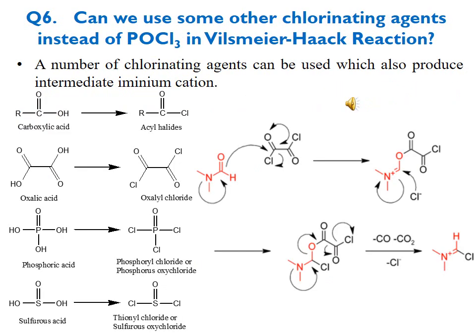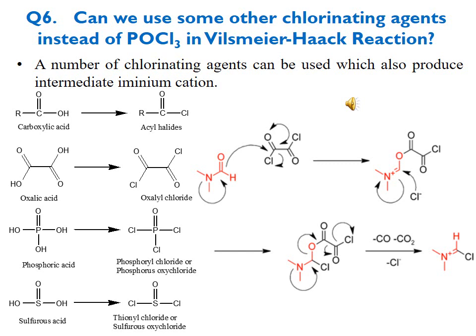Next question: can we use some other chlorinating agent instead of POCl3, phosphoryl chloride or phosphorus trichloride, in the Vilsmeier-Haack reaction? Yes, a number of chlorinating agents can be used to produce the intermediate iminium cation. For example, here you can see the acid halide generated from carboxylic acid, oxalyl chloride generated from oxalic acid, phosphoryl chloride or phosphorus oxychloride created from phosphoric acid, which is already used in the Vilsmeier-Haack reaction, and also thionyl chloride generated from sulfurous acid.